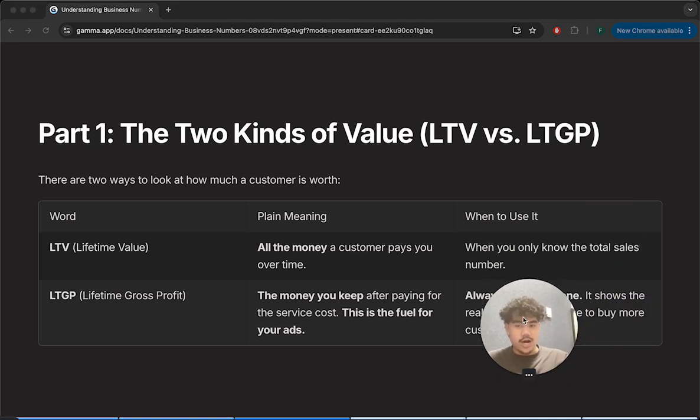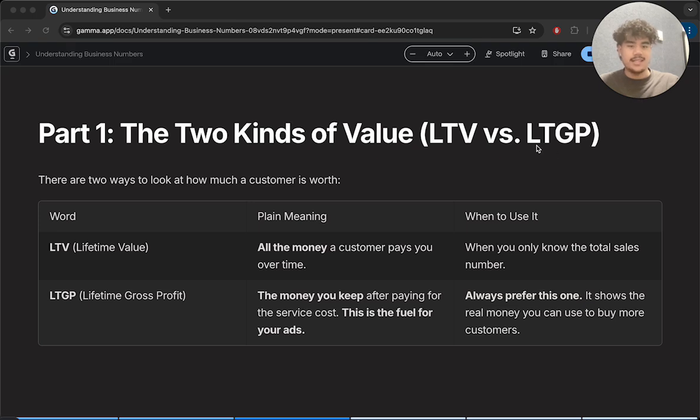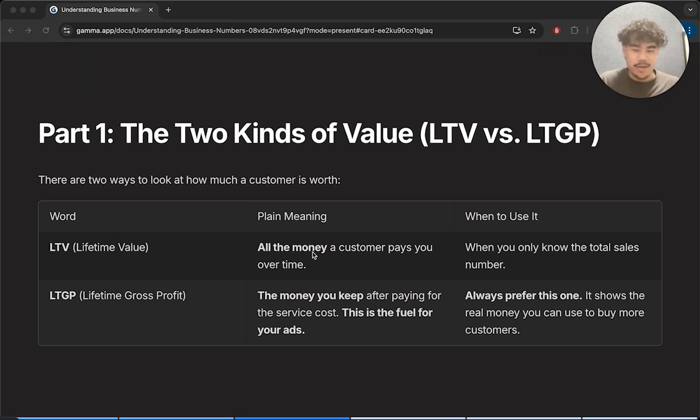So there's two kinds of value, right? LTV, which is lifetime value, versus LTGP, which is lifetime gross profit. The meaning of LTV is all the money a customer pays you over their lifetime. We want to use this when we know the total sales number. LTGP is the money you keep after paying for the service cost.